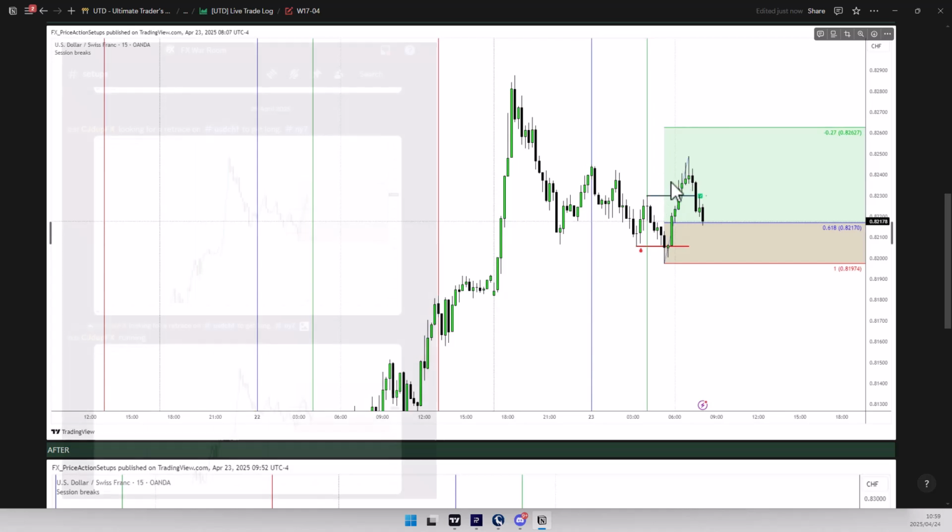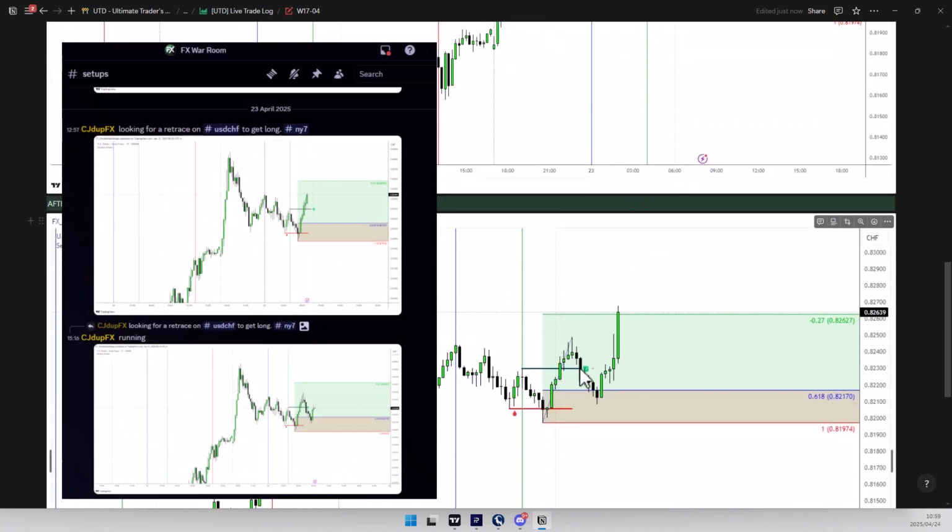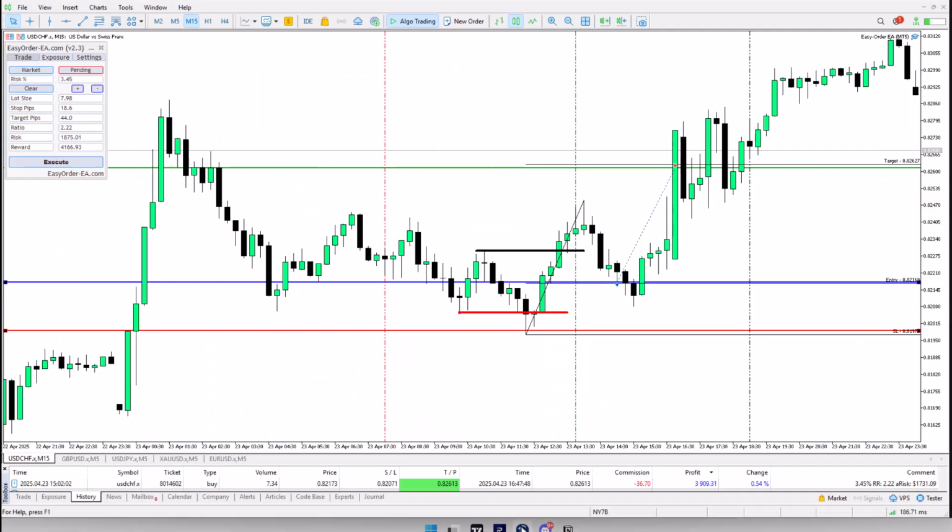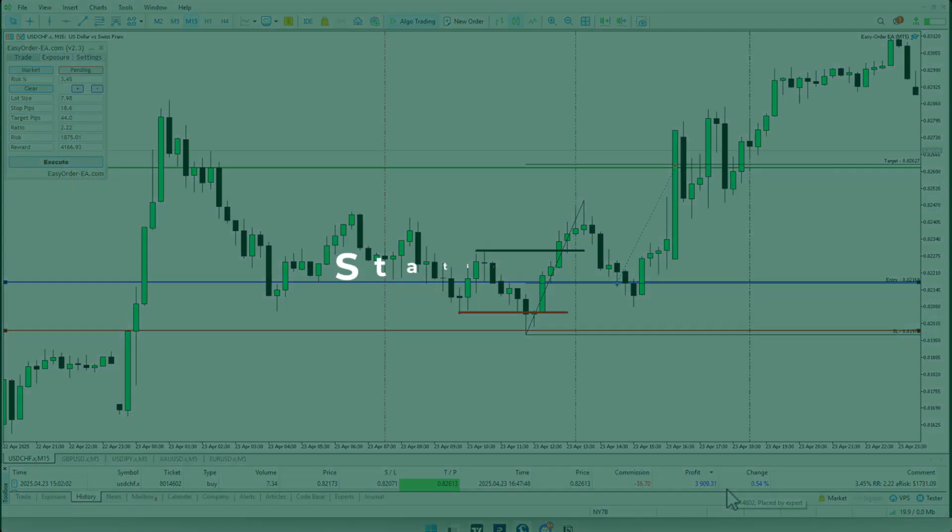I did share this on our trading room. And this was how it ended up playing out. And I did take this on a live account as well, using the Easy Order EA on MetaTrader 4. I just placed my pending order with my stop loss and my take profit. I ended up making about 2.2 R on this trade. So this was a nice $4,000 trade, and it was about as textbook as it gets.